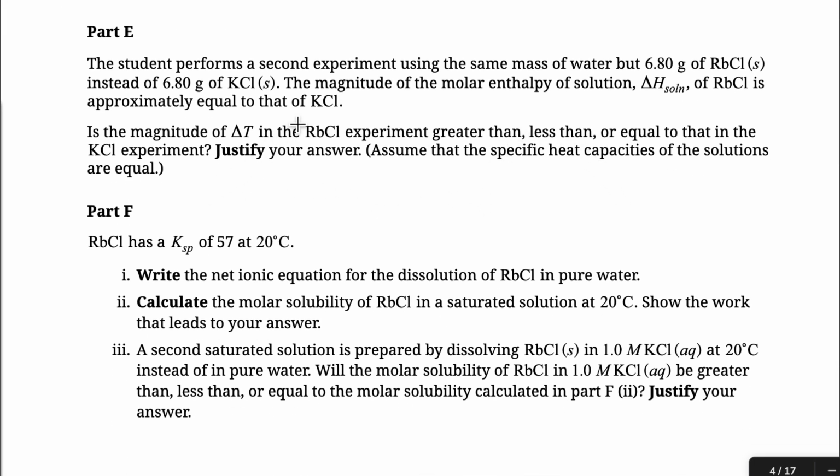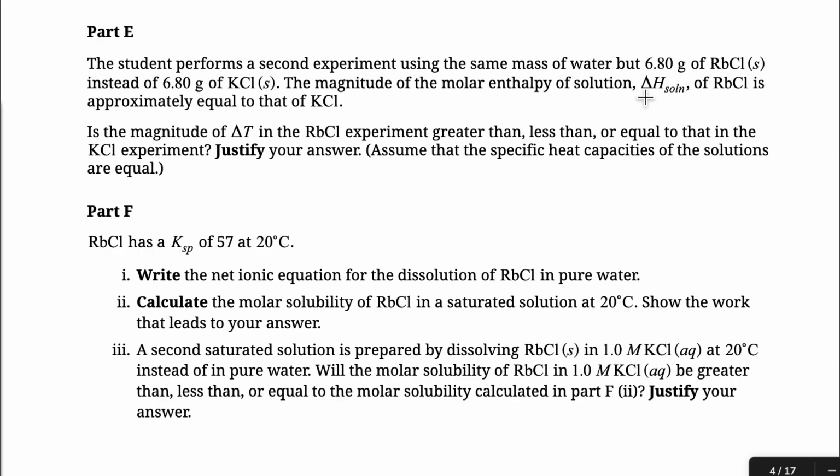Looking at part E, the student performs a second experiment using the same mass of water but 6.8 grams of RbCl instead of 6.8 grams of KCl. The magnitude of the molar enthalpy is approximately equal. Is the magnitude of delta T in this experiment greater than, less than, or equal to that in the KCl?